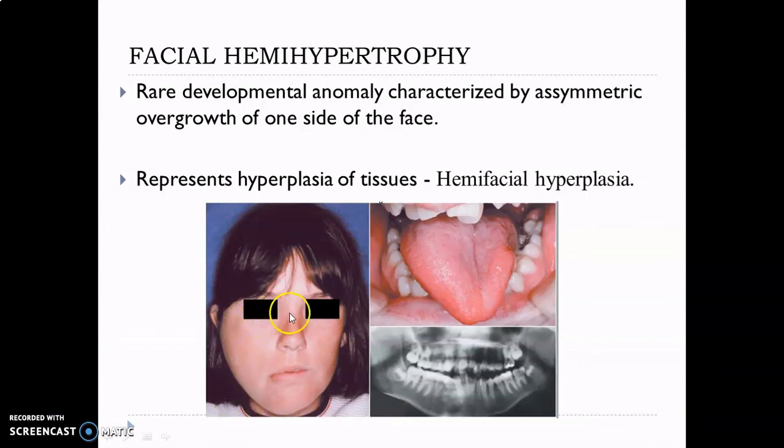So there is a facial asymmetry caused by this, and if you see intraorally, there is unilateral enlargement of the tongue. One side of the tongue seems to be enlarged, and there is enlargement of teeth on the affected side, and also on the affected side the deciduous dentition might show premature shedding, and there will be early eruption of permanent dentition. So that's all about facial hemihypertrophy.